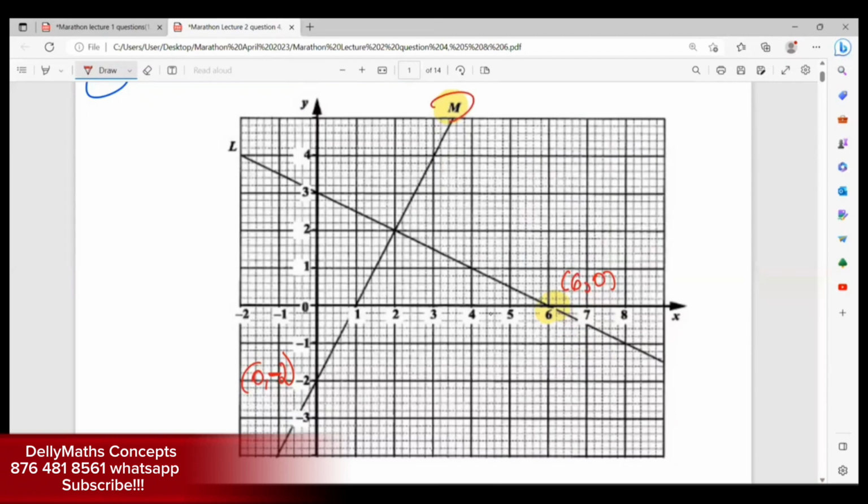Now, whenever you're going to do the equation of a line, you need two things. We need gradient, which we call M, and you need y-intercept, and we call that C. Luckily for M, the y-intercept, see here, it's -2. So we already know that. The line crosses the y-axis at -2. So all we need to do is to work out M.